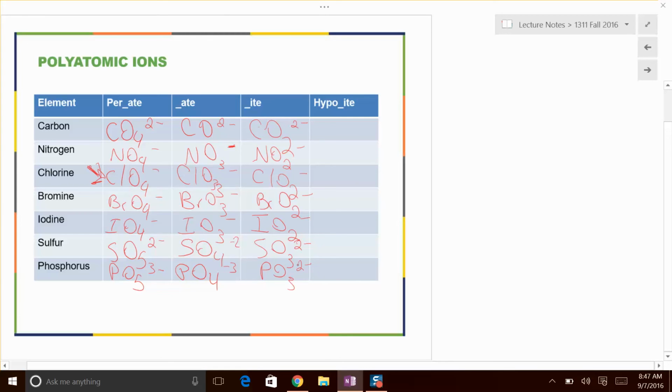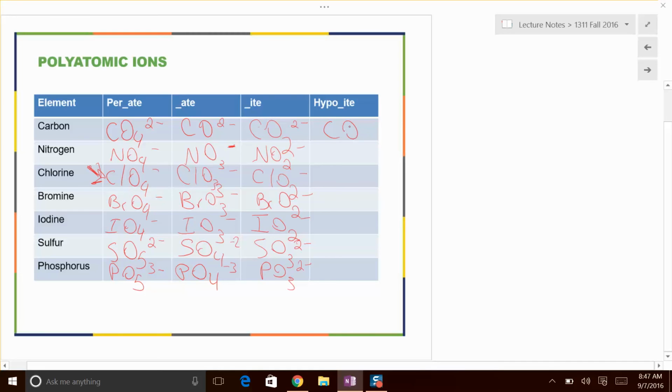These ones are very common. What's the name of this one right here? Instead of sulfate, it's sulfite. This one, instead of phosphate, it's phosphite. Sulfite, iodite, bromite, chlorite, nitrite, carbonite. So you just simply lose an oxygen. You change the ending from ate to ite. You lose one more oxygen, now you've got hypo-ite.